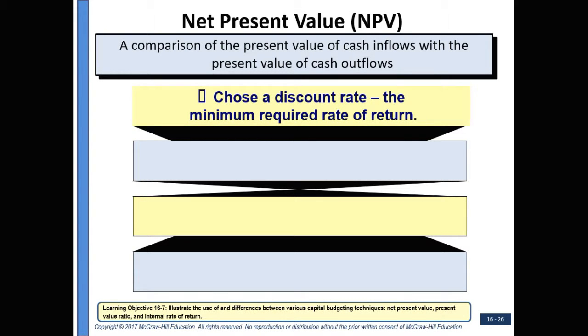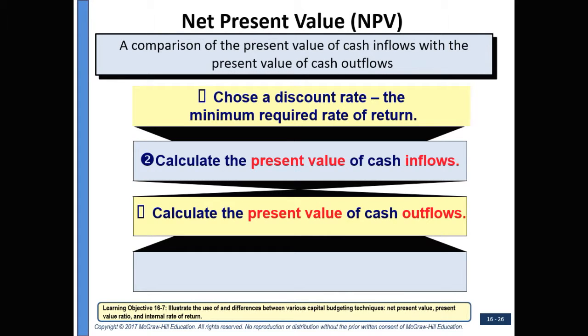Net present value is a comparison of the present value of cash inflows with the present value of cash outflows. To calculate net present value, you choose a discount rate, the minimum rate of return, and you calculate the present value of the cash inflows and calculate the present value of the cash outflows and subtract the cash outflows from the inflows.